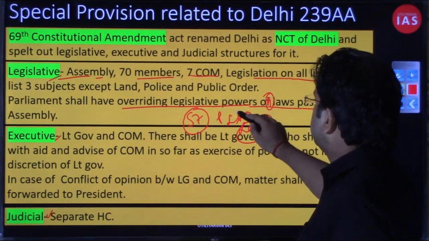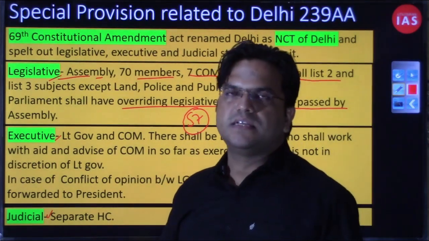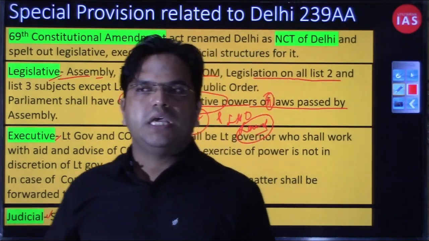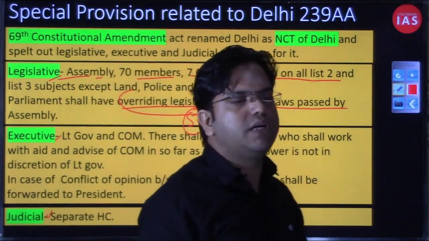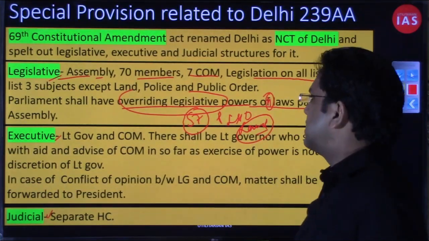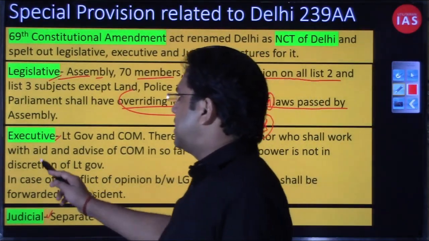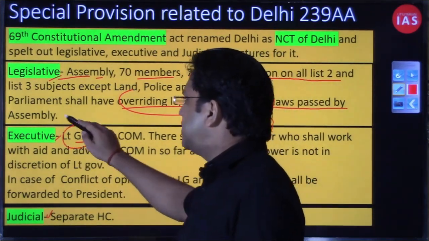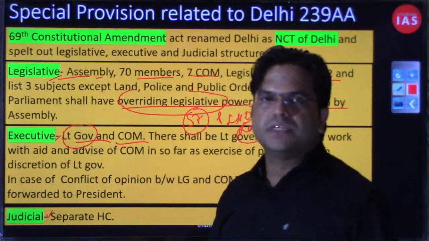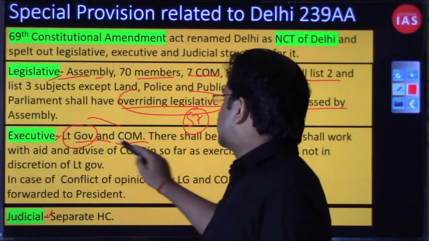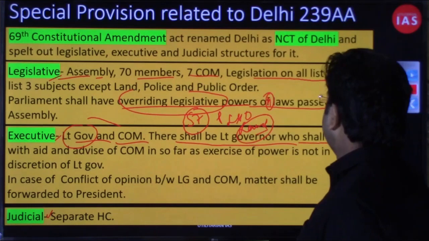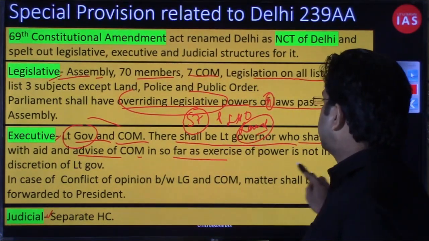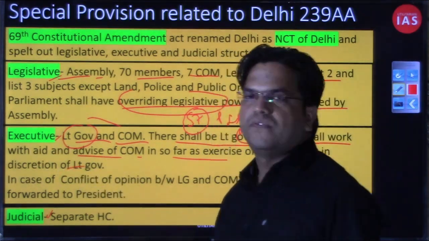That point we already have. This is true not only in relation to the NCT of Delhi; this point, that Parliament shall have overriding legislative power, is true even in relation to the Puducherry Assembly, even in relation to the Jammu and Kashmir Assembly, right? As far as the executive is concerned, the designation given to the administrator was Lieutenant Governor. So the Lieutenant Governor and Council of Ministers are going to be part of this executive. There shall be a Lieutenant Governor who shall work with the aid and advice of the Council of Ministers in so far as the exercise of power is not in the discretion of the Lieutenant Governor.